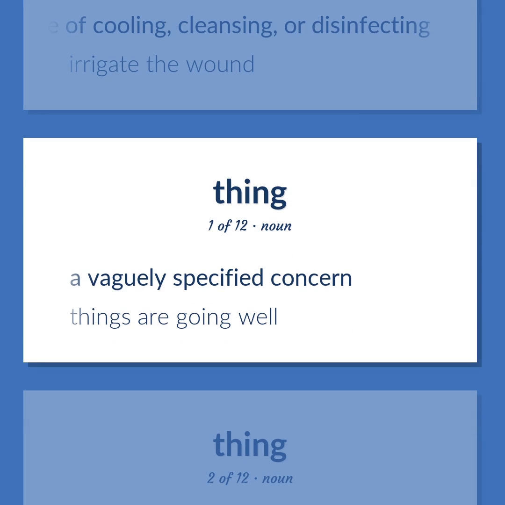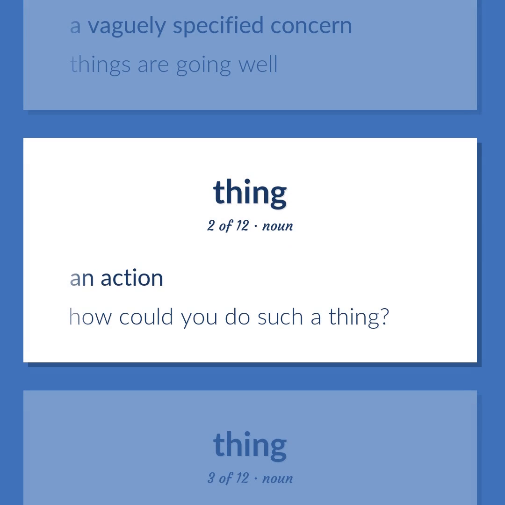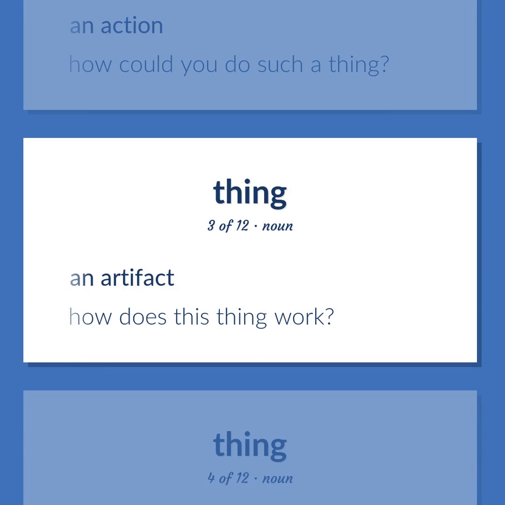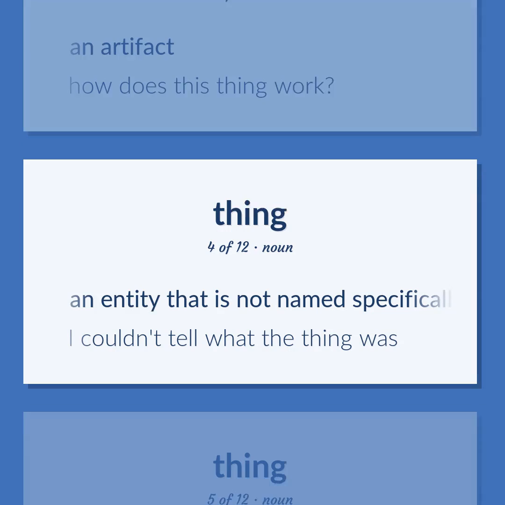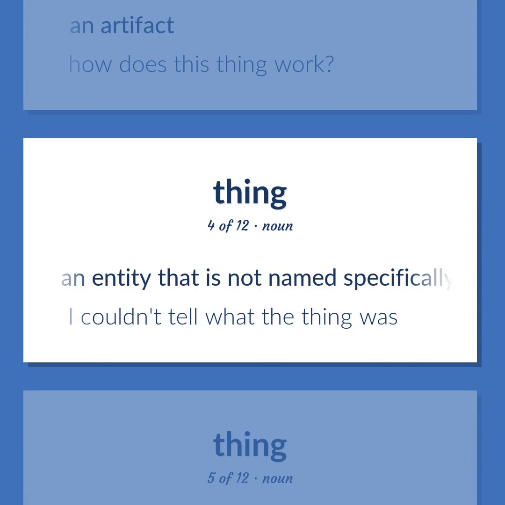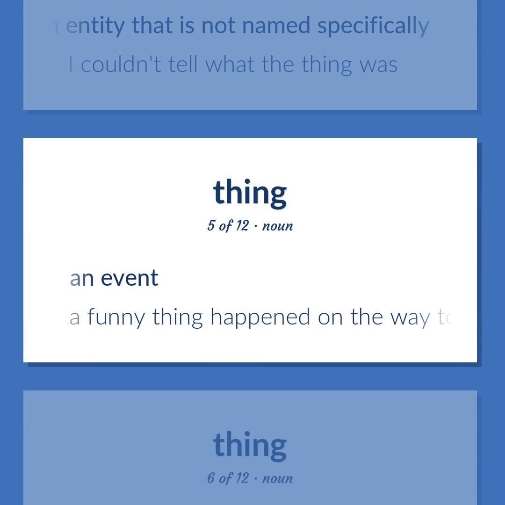A vaguely specified concern. Things are going well. An action. How could you do such a thing? An artifact. How does this thing work? An entity that is not named specifically. I couldn't tell what the thing was. An event. A funny thing happened on the way to the.